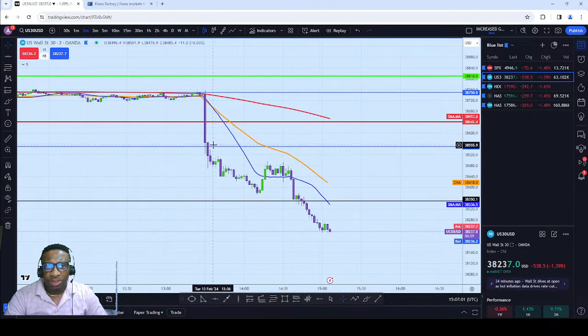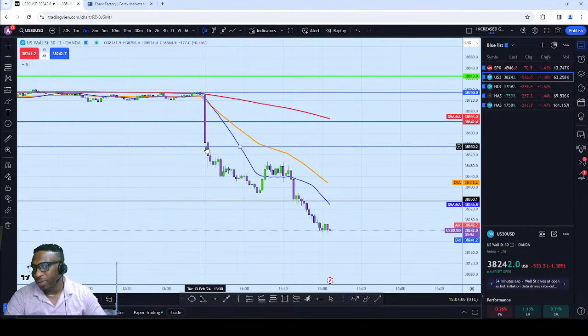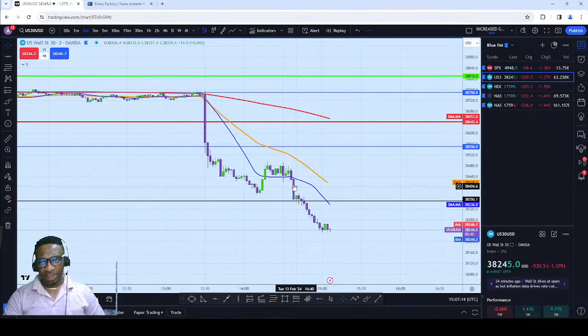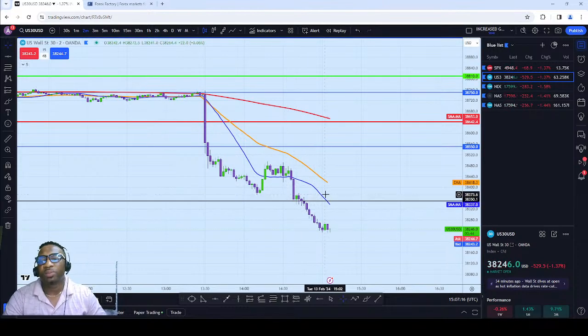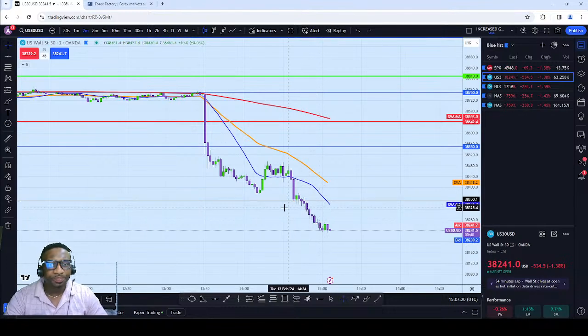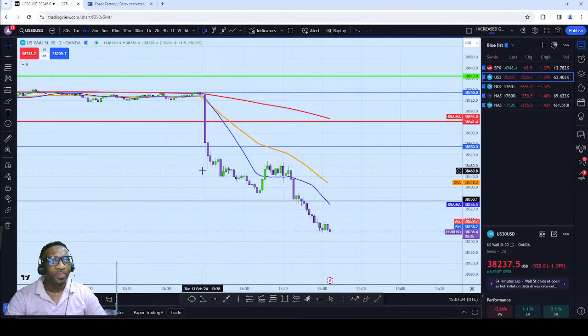Currently here on US 30, it's pulled away. So if we need to look for a position, an entry, we need to wait for it to come near to the moving average.